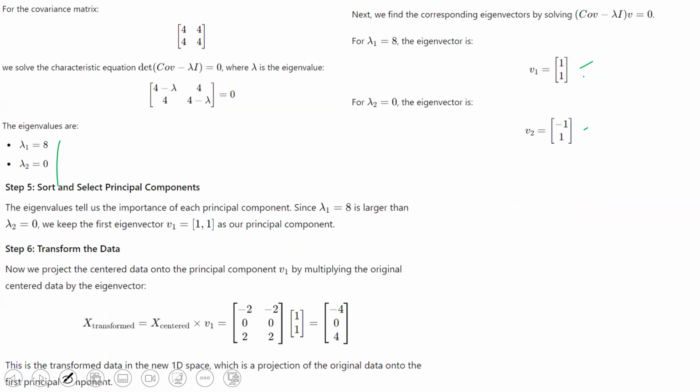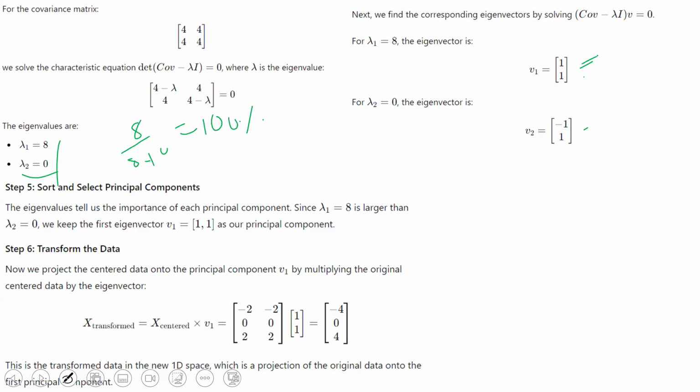Now tell me, what is the variance carried by the first principal component? What is the variance present in the first principal component? It is 100%, right? 8 by 8 plus 0, which is 100% variance in the first principal component and 0% variance in the second component.